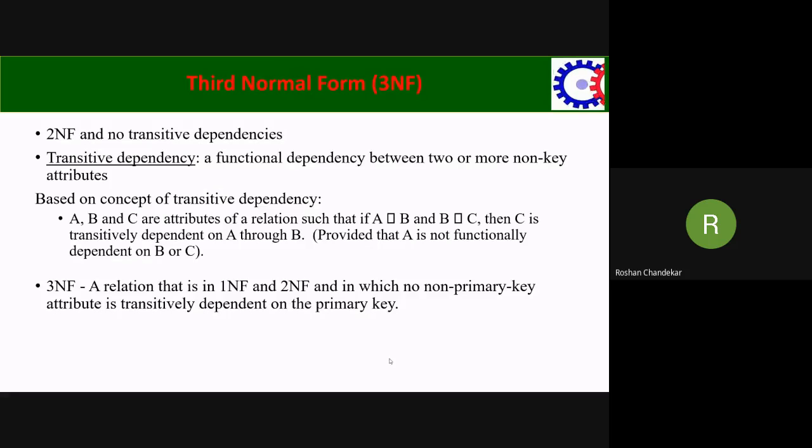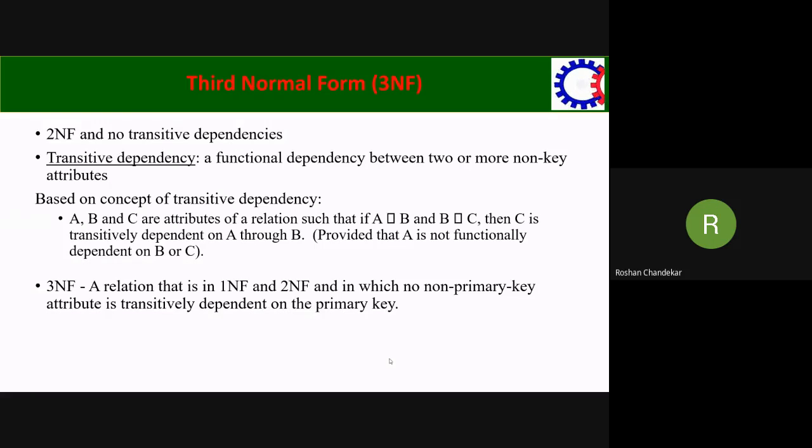Now let's discuss the definition of 3NF. What is 3NF? The third normal form is a relation that is in first normal form and second normal form, and in which no non-primary key attribute, keep it in mind, no non-primary key attribute is transitively dependent on the primary key.